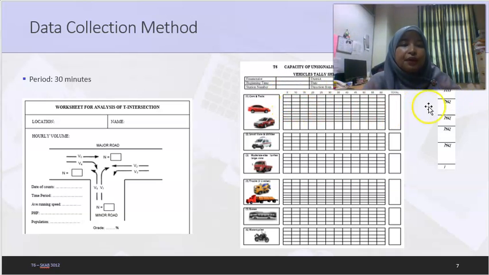If there are 5 cars, you do it like this. If there is not enough space, you can continue in the box below. So you need to classify the vehicles within the 5 minutes, then after the 5 minutes, move to another box. So that's all for the data collection. Thank you.